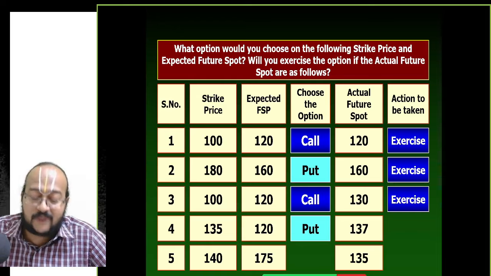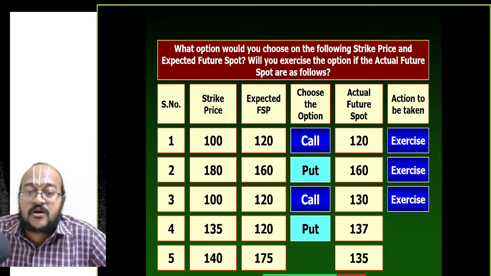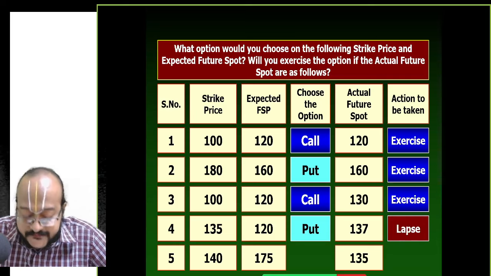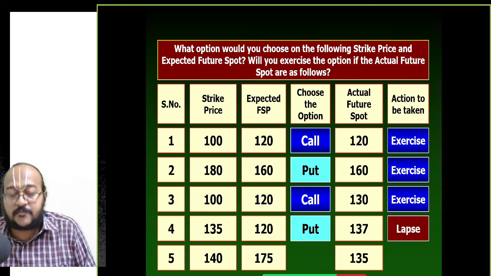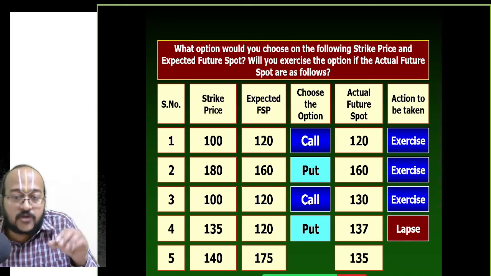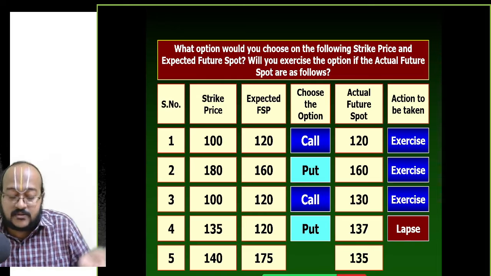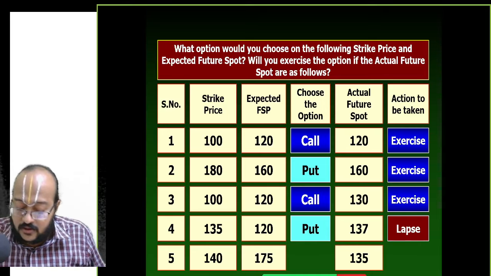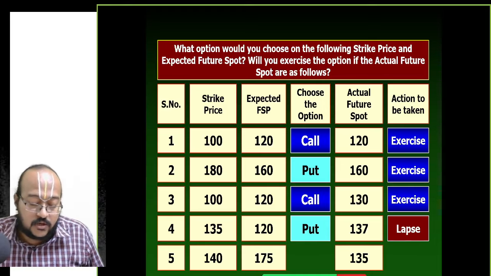So what will you do? You have taken put option. Whether it is of any use? No. He will allow it to lapse. Correct? You understood this? See here, my strike price is 135. The actual price is above the strike price. He has taken put option. Put option will only be beneficial when the price is lesser than the strike price. Here the price is more than the strike price. So the option would lapse. Understood?